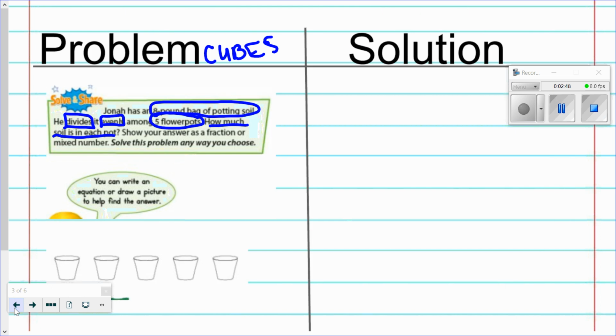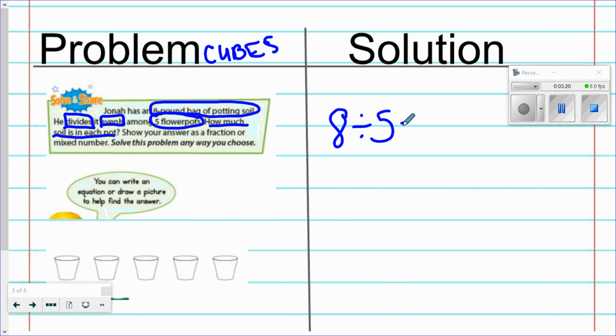Oh, let me go back one. All right, so sometimes I like to think of myself inside word problems. It helps me understand them better. So I'm going to say I have an 8-pound bag of potting soil, and I've got these 5 flower pots, and I want to divide this 8-pound bag of potting soil into each of the flower pots so I can plant some flowers. So I know what I'm dividing is my 8-pound bag, and I'm going to divide that into 5 equal groups or 5 equal flower pots.